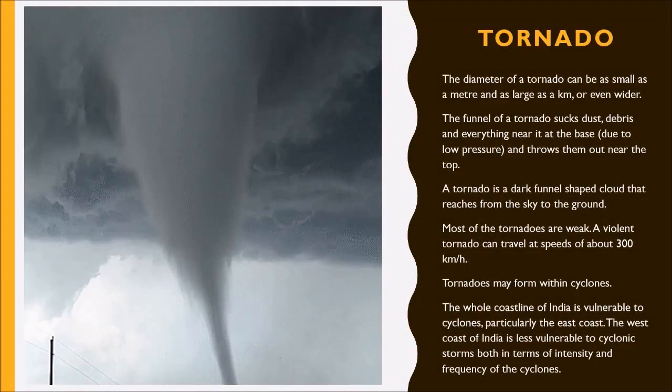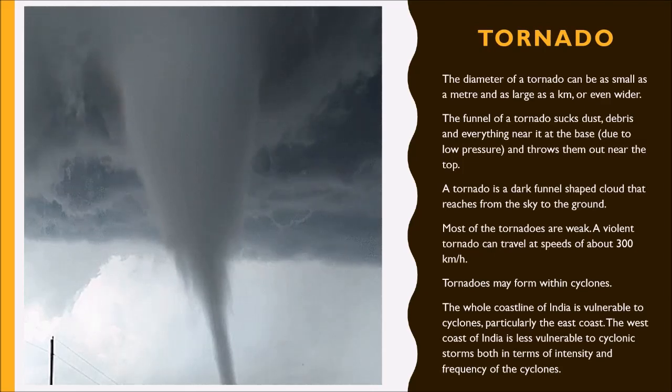After the cyclone, we have the tornado. The diameter of a tornado can be as small as a meter and as large as a kilometer or even wider. The funnel of a tornado sucks dust, debris and everything near it at the base due to low pressure and throws them out near the top. In our country, they are not very frequent. A tornado is a dark funnel-shaped cloud that reaches from the sky to the ground.